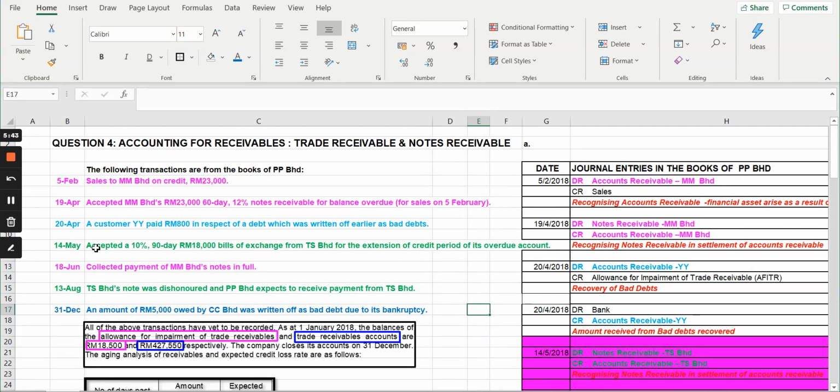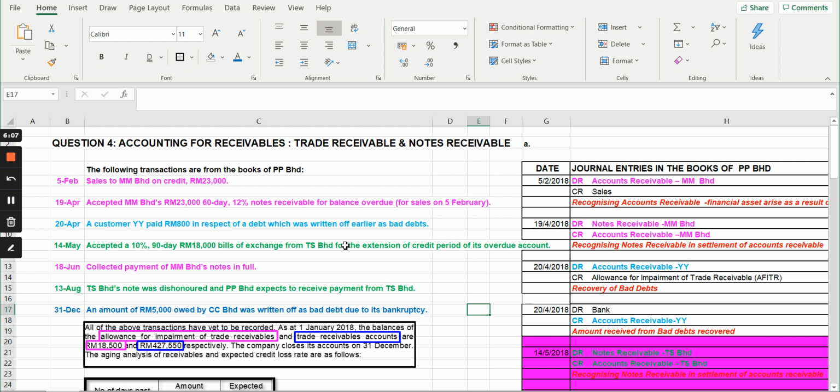One is on 14th of May. You accepted a 10% interest, 90 day term note, 18,000 face value, bill of exchange. Bill of exchange is another name for notes receivable, or sometimes called bill receivable. Sometimes it is also called promissory notes. And this is from your customer, TS Berhad.